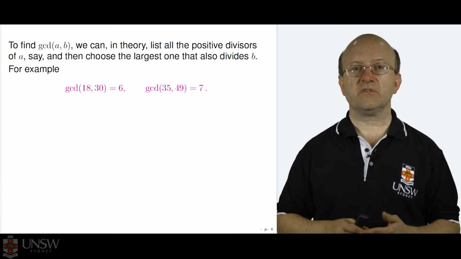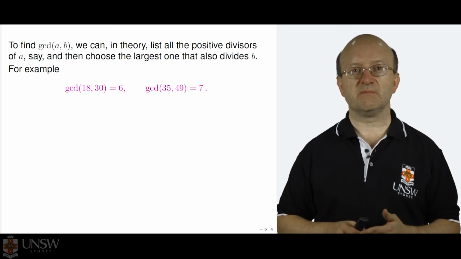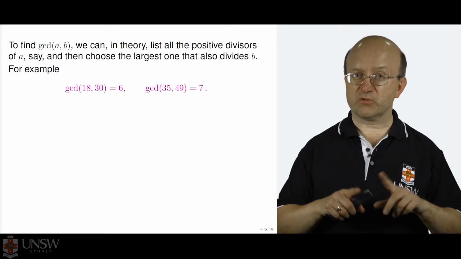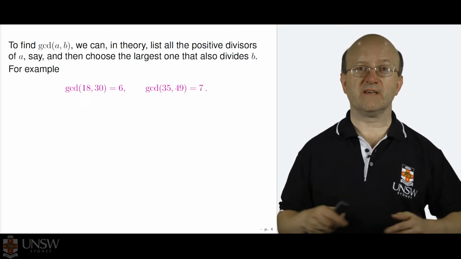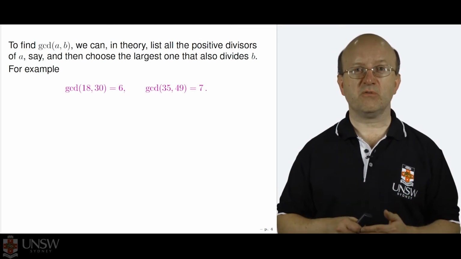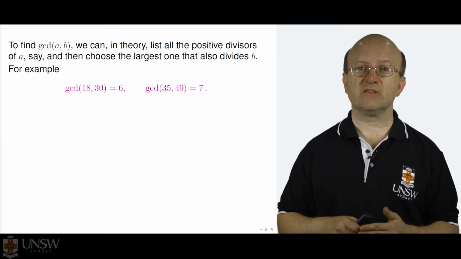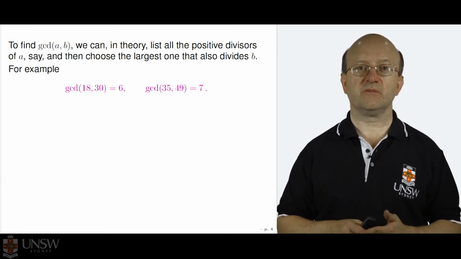Now, here's another example. The GCD of 35 and 49, I claim, is 7. If you want to, pause the video at this point and go through what I've just done. I would suggest you pick 49 as the one to list the divisors of and check off which ones of them divide 35.